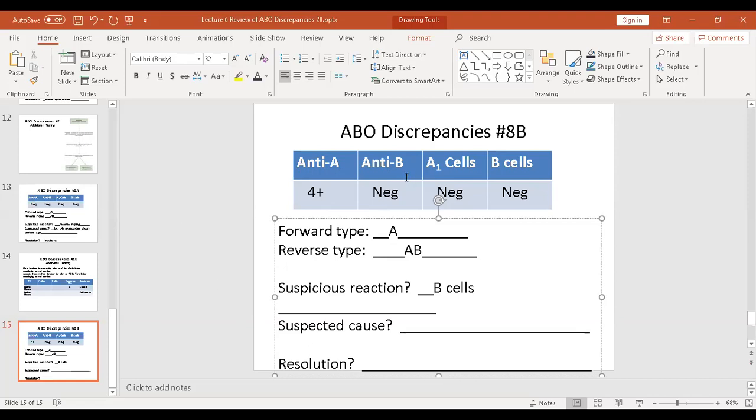Please review these discrepancies. It is important to understand them. It's really important that you can figure out forward type by itself and reverse type by itself and see when they're different. Then, as we did today, you want to look for some clues. Is there a missing reaction like we had in this case? Is there a weak reaction as we've had in other cases? Oftentimes they're going to point the way to what's going on.